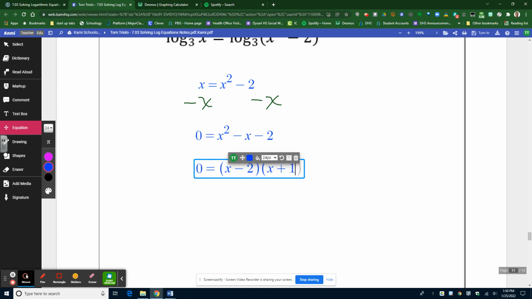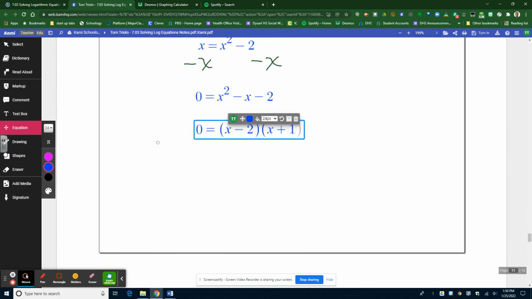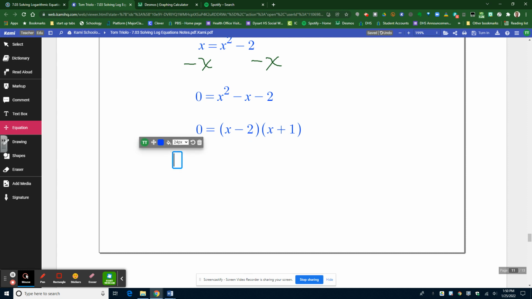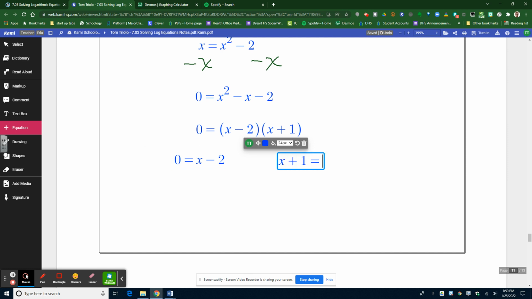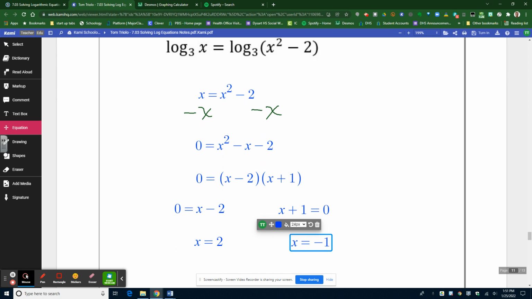Okay? At this point, I use the zero product property, which states if I got two things and they multiply to be 0, one of them's got to be 0 at some point. So at some point, x minus 2 has to equal 0, or at some point, x plus 1 has to equal 0. Now, I don't need to see all the breakout each time, but I would recommend at least doing it once. So here, x is 2. Here, x is -1. But let's check the 2 first. Plug it back into the original.